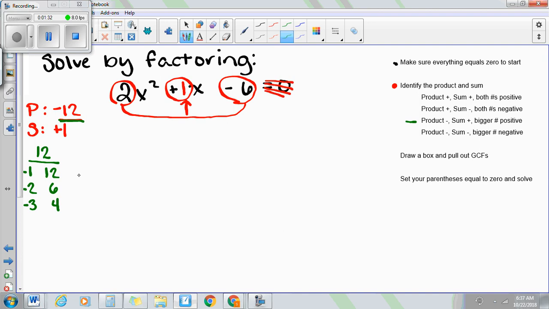-1 plus 12 is not 1. -2 plus 6 is not 1. -3 plus 4 is 1. So these two numbers are the ones I'm going to use. I'm going to draw a box.